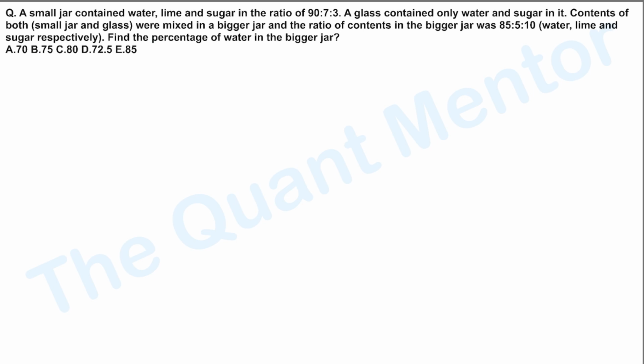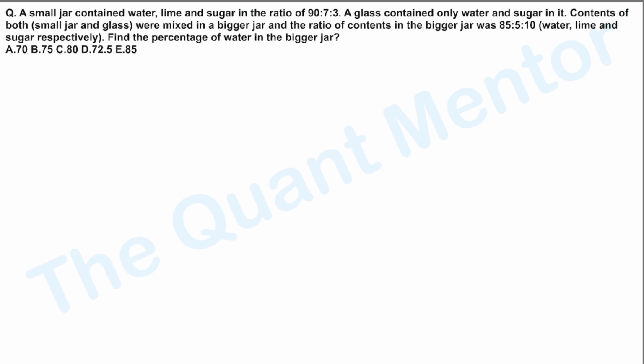So the question reads, a small jar contained water, lime and sugar in the ratio 90:7:3. A glass contained only water and sugar in it. Contents of both the small jar and glass were mixed in a bigger jar, and the ratio of the contents in the bigger jar was 85:5:10 water, lime and sugar respectively. Find the percentage of water in the bigger jar.